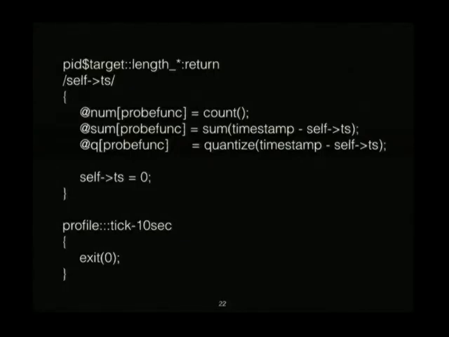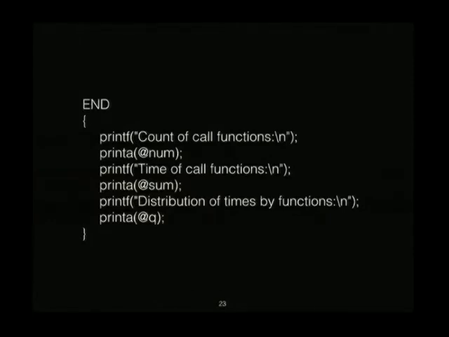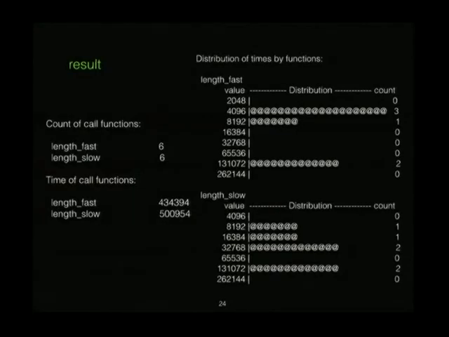Profile one time per 10 seconds, and then exit. It works 10 seconds, and then shows the output from the END probe, like AWK syntax. This is the result. It counted 6 fast and 6 slow lines with 2 functions.